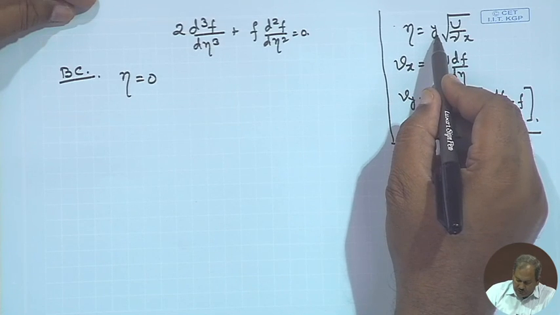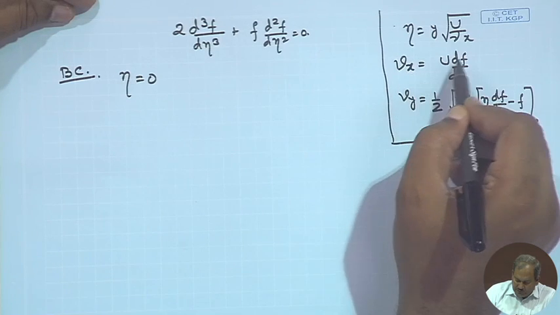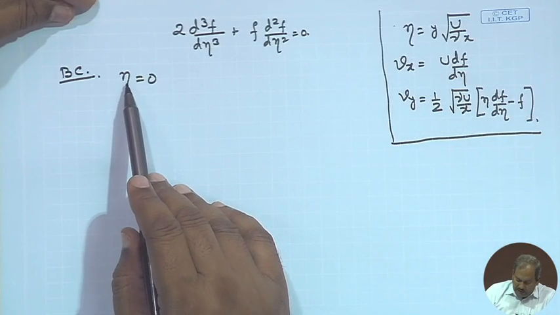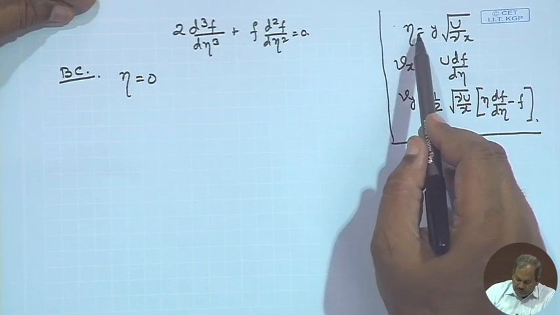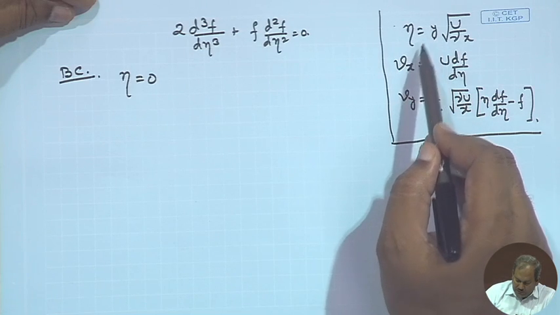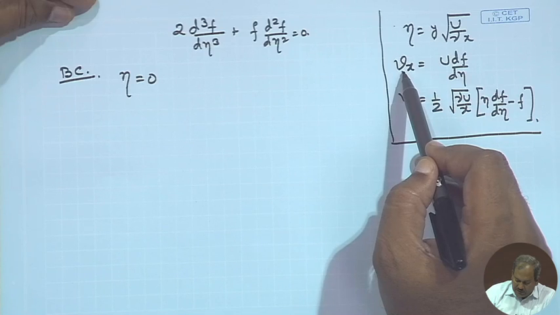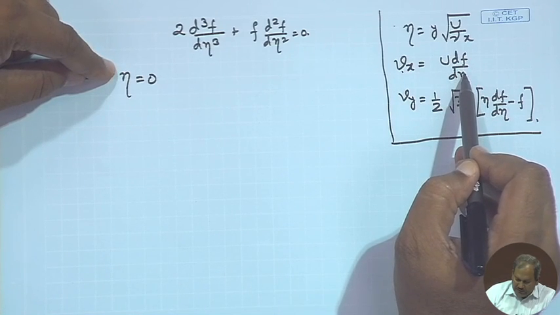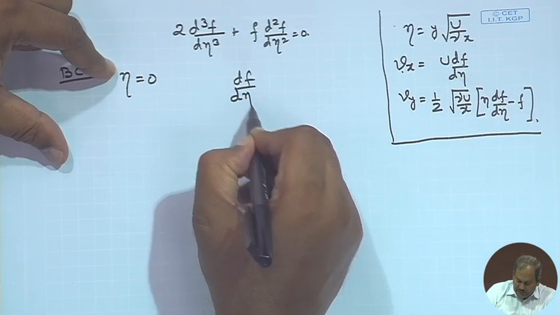At y equals 0, we understand that Vx is going to be equal to 0. So if Vx is 0, then df d eta must be equal to 0. I would repeat it once again. At eta equals 0, the first condition, at the liquid solid interface, that means at y equals 0, the velocity in the x direction due to the no slip condition must be equal to 0. So if the velocity in the x direction is 0 at eta equals 0, that tells me df d eta would be equal to 0.